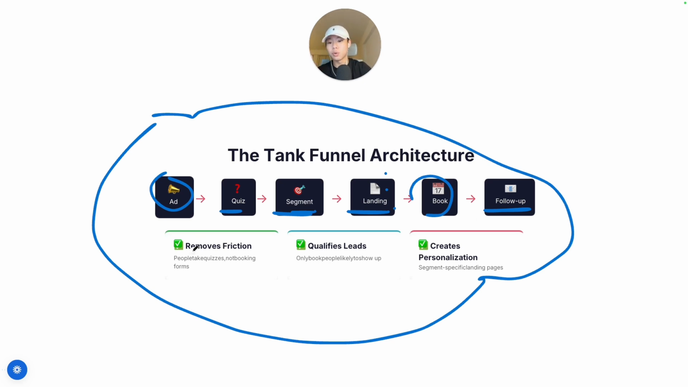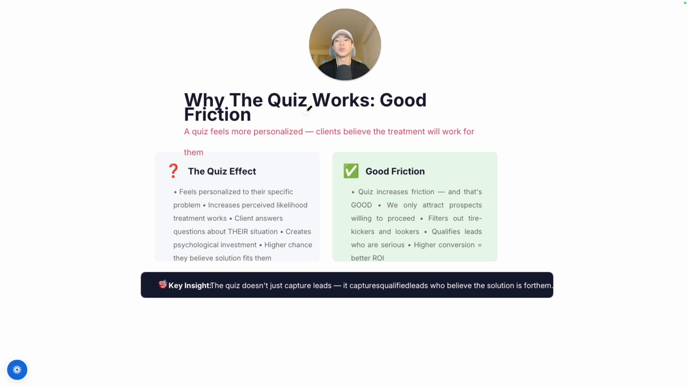What this does is, we actually add friction. We add friction because we want qualified leads. We want to challenge them and qualify them, right? This qualifies the leads and creates personalization. So why does the quiz funnel work so well? Because it creates something called good friction. There's good frictions and bad frictions. I will not get into bad frictions. Let's focus on good frictions for now.